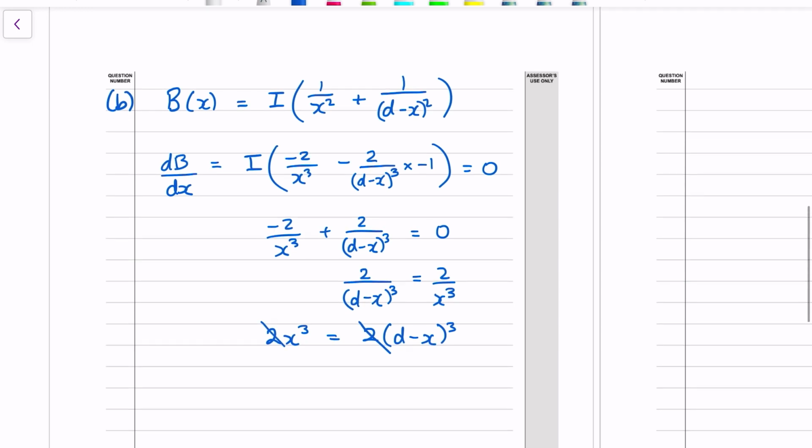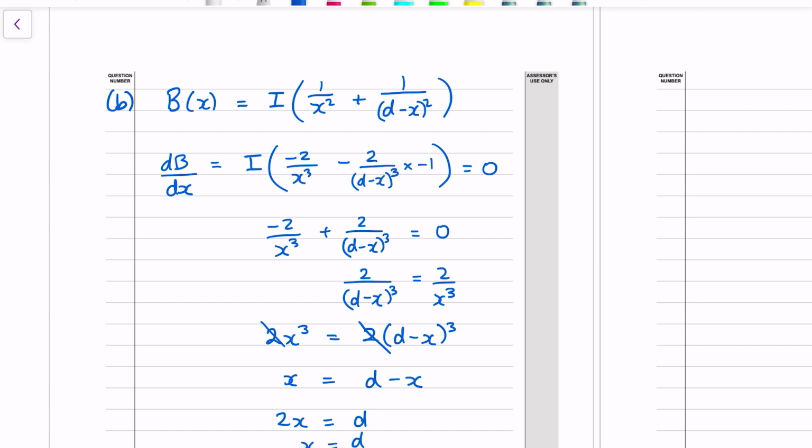Again, don't expand the cubic, because then we have to solve a cubic equation. We don't want that. I was just thinking the x cubes might cancel, but they don't. So what we want to solve here, we want to take the cube root of both sides. So x is equal to d minus x. There is only one real solution, and that's cube rooting both sides. It's not like when we square root, we have to go plus or minus. We don't for this. And therefore 2x is equal to d, and x is equal to d over 2.